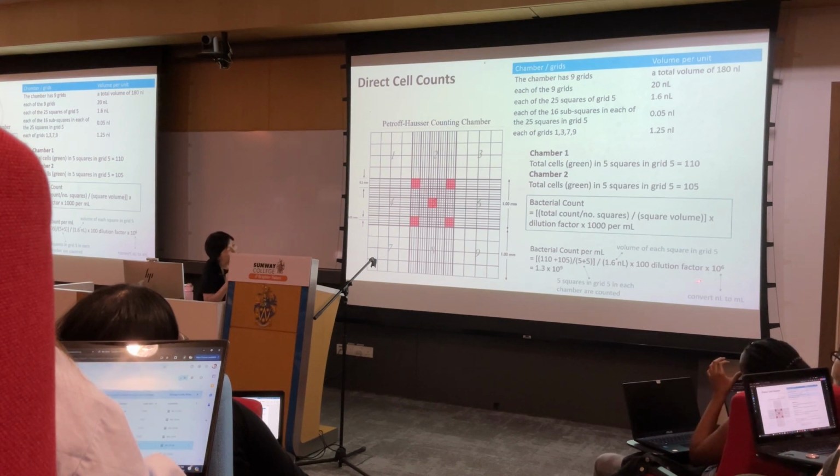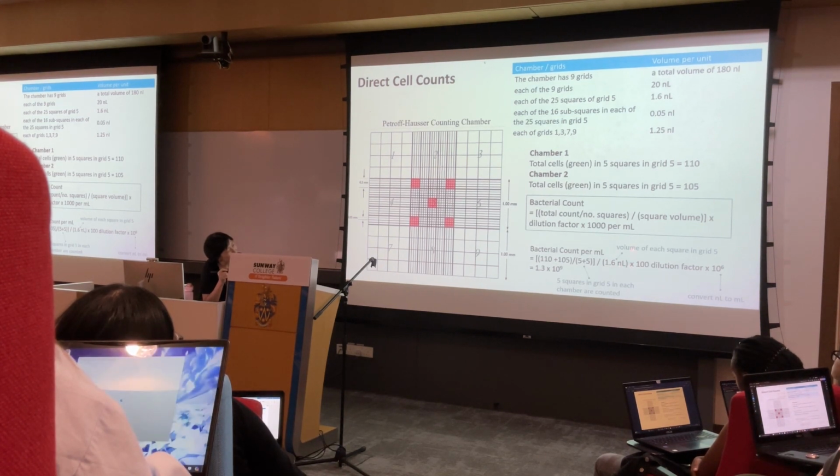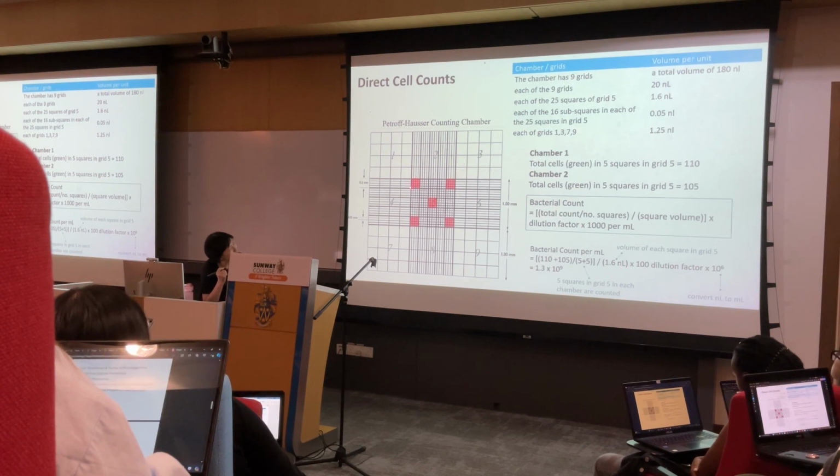Now, you want it to be in terms of nanoliter. Each of these is 1.6. So you want the number of cells per nanoliter. So you divide it by 1.6 nanoliter. This is the volume for this particular square. So you divide that. Okay, now you get per nanoliter.